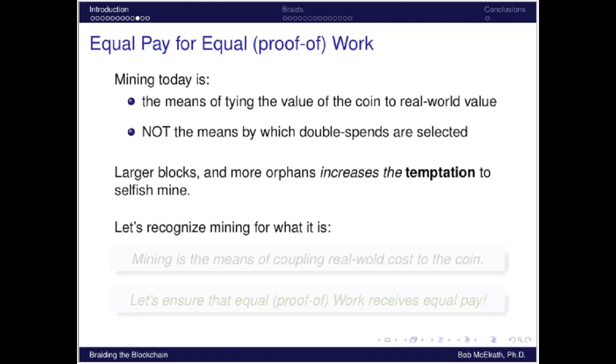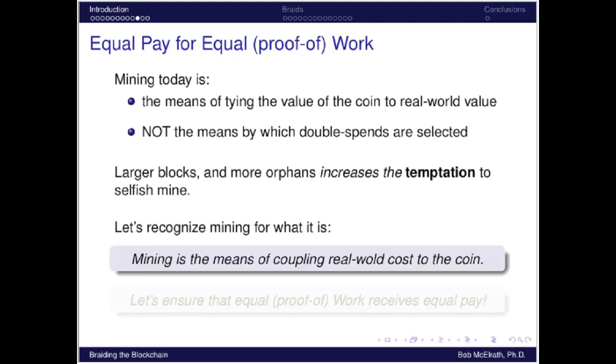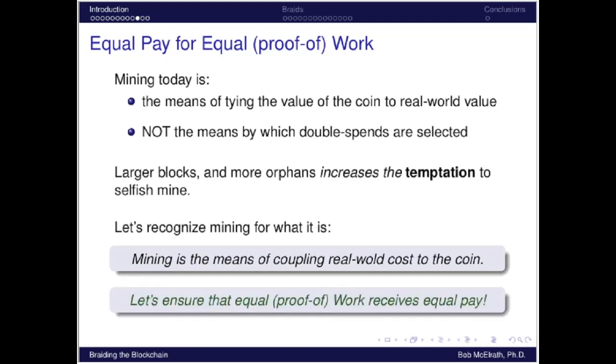Mining today is not, by and large, the means by which we choose double spends. It is the means that we tie the value of the coin to the real-world value. Larger blocks and more orphans increases the temptation to selfish mine because it increases this asymmetry. More blocks get lost, and miners have a temptation to try and not lose those blocks. So let us recognize mining for what it is today. It's the means to couple real-world costs to the coin. It's the way it gets related to dollars. And let us try and move towards something where equal proof of work receives equal pay.